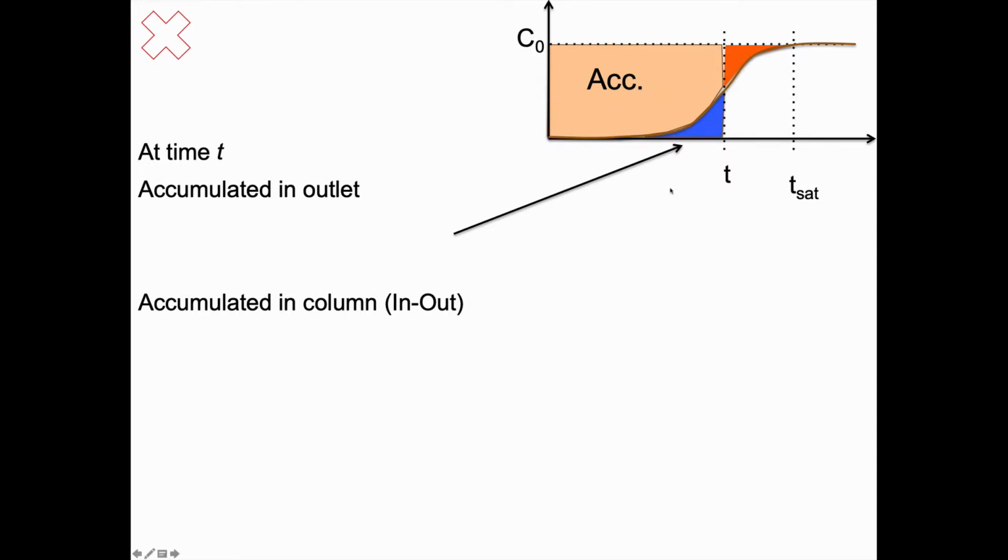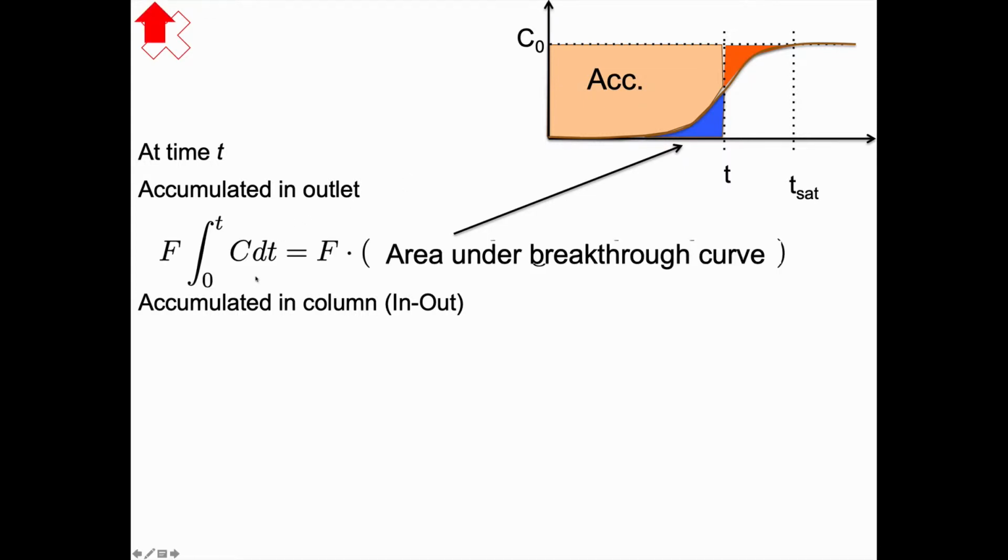Now, if you want to figure out how much has come out, you need to take the flow times the concentration times the time. But our concentration changes all the time. So you can't just take C times t, but instead you need to take the integral of C dt. So F times the integral of C dt from time 0 to time t, that's the amount of material that has come out.